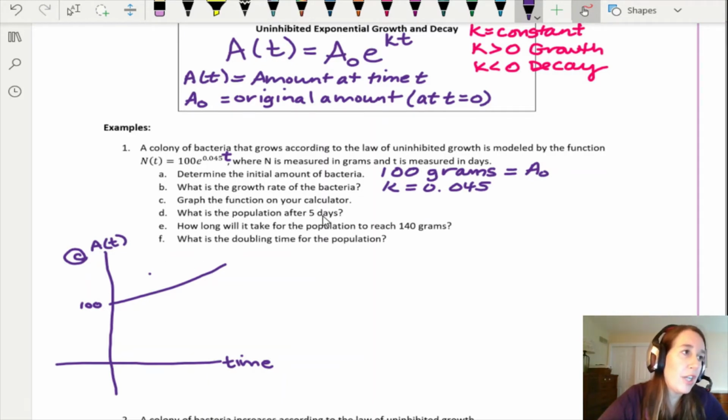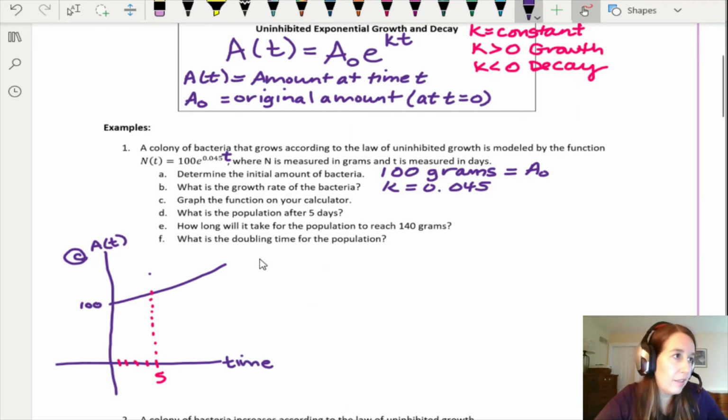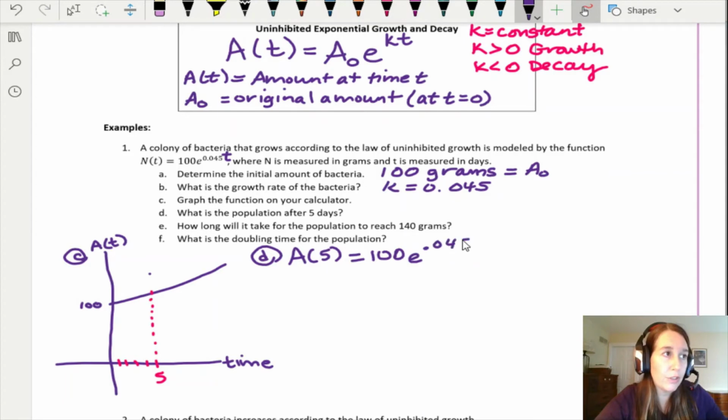What is the population after 5 days? Okay. It really helps if you label your axes, because then you could say, well, here's 1 day, 2 days, 3 days, 4 days, 5 days, right? So we know that we want to put in the x value of 5, or the t value. So for part D, we are looking for the A of 5. Okay, so we have 2 ways we can do this. We can just type in 100e to the 0.045 times 5. Okay, that's going to give us the amount after 5 days.